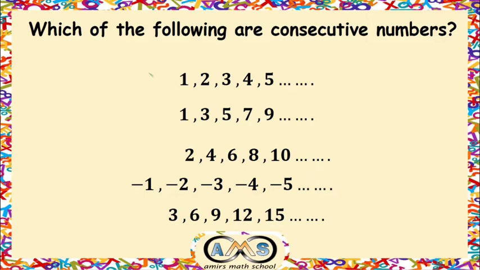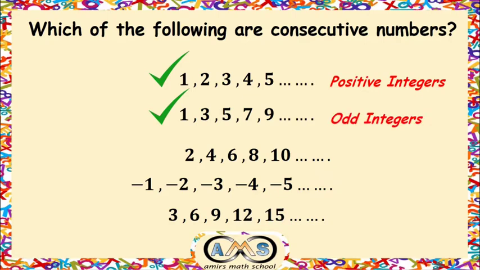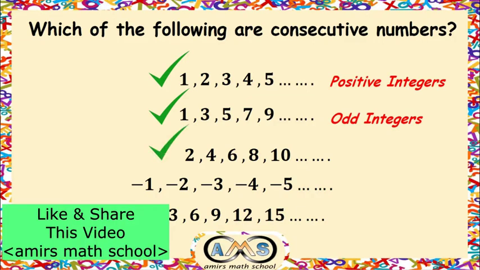So, the first one, that is 1, 2, 3, 4, 5, is a consecutive number, and we can call this one consecutive positive integers. The second one, that is 1, 3, 5, 7, 9, is also a consecutive number. We can call this one consecutive odd integers. The next one, that is 2, 4, 6, 8, 10, is also a consecutive number, and we can call this one consecutive even integers.